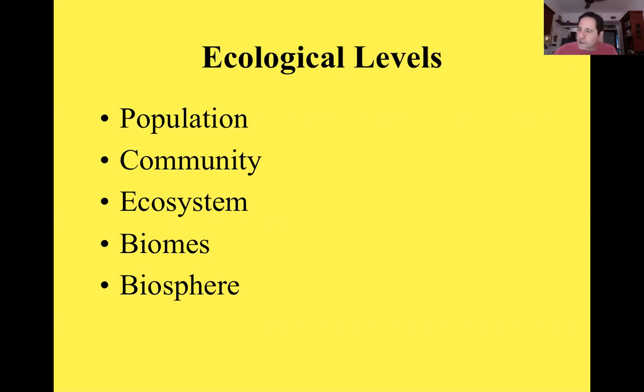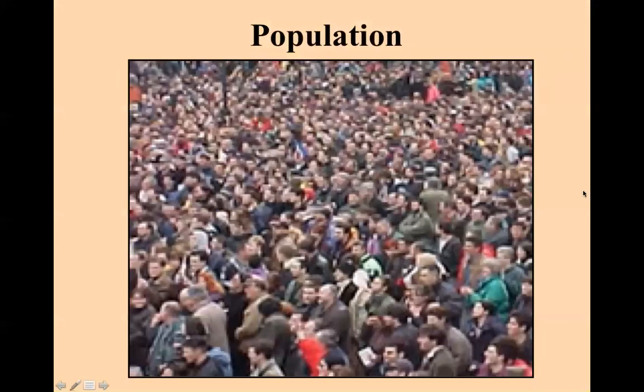If we consider a zoo, the cage with all the monkeys, that would be a population of monkeys. Or the area where the elephants live, that would be a population of elephants. So here's a large group of Homo sapiens making up a population.